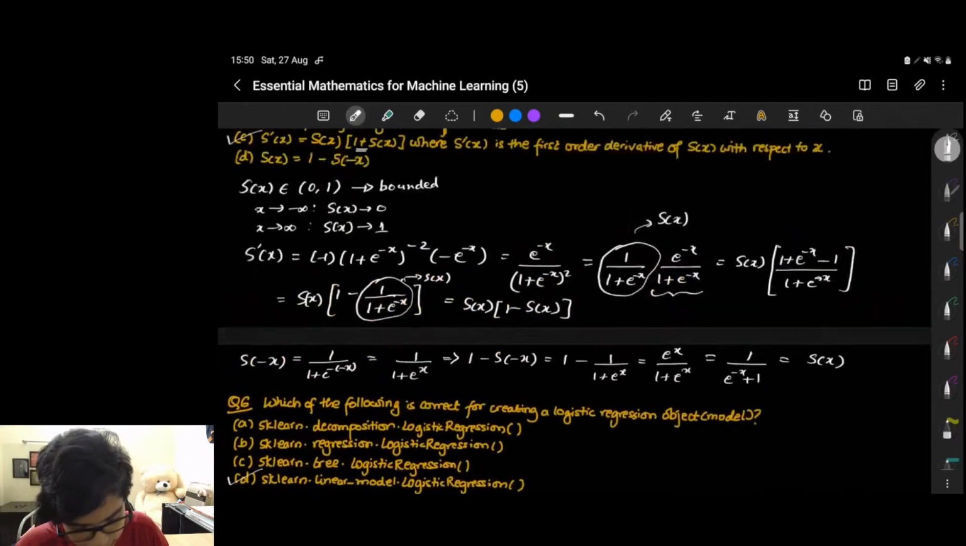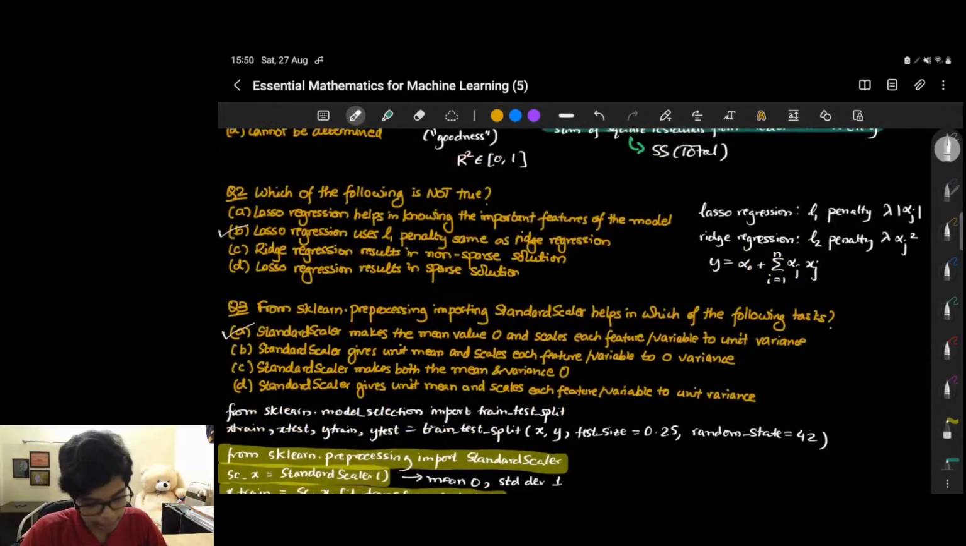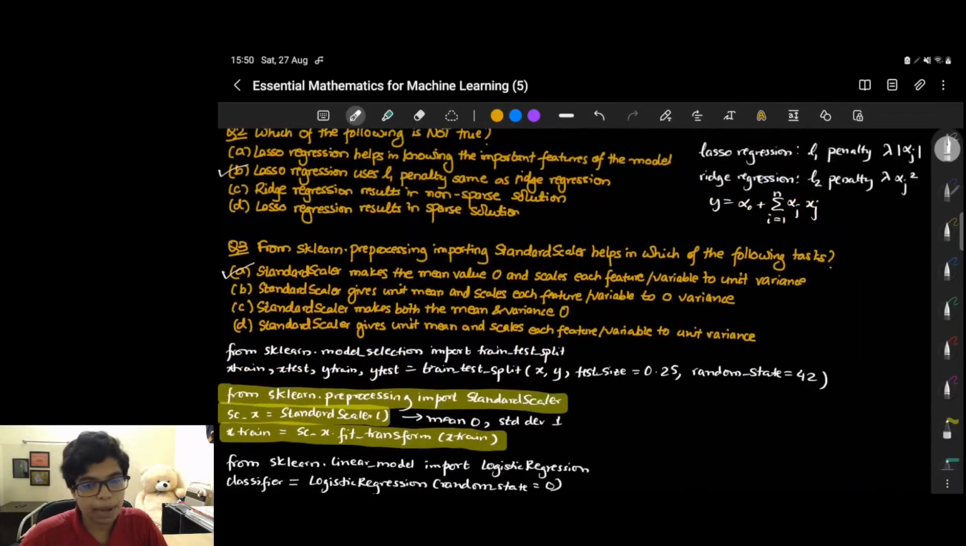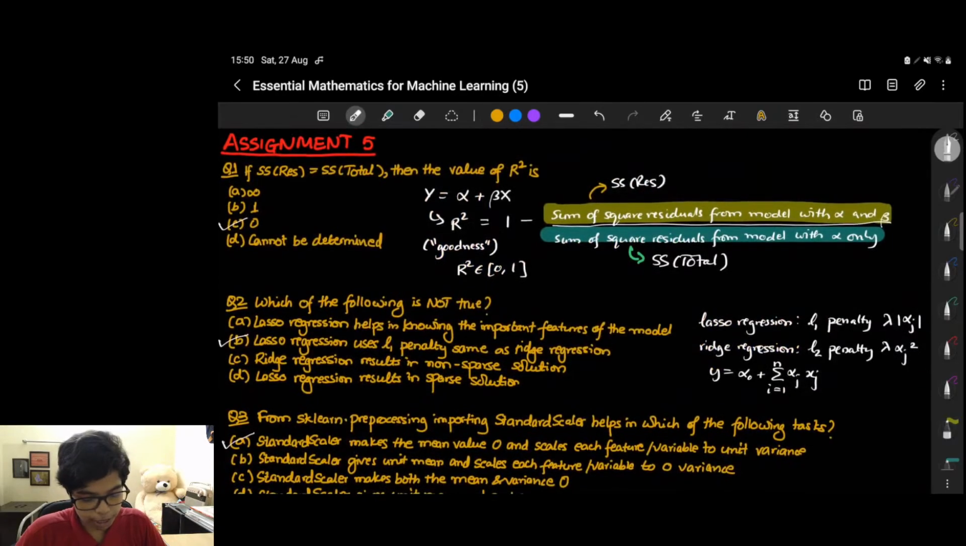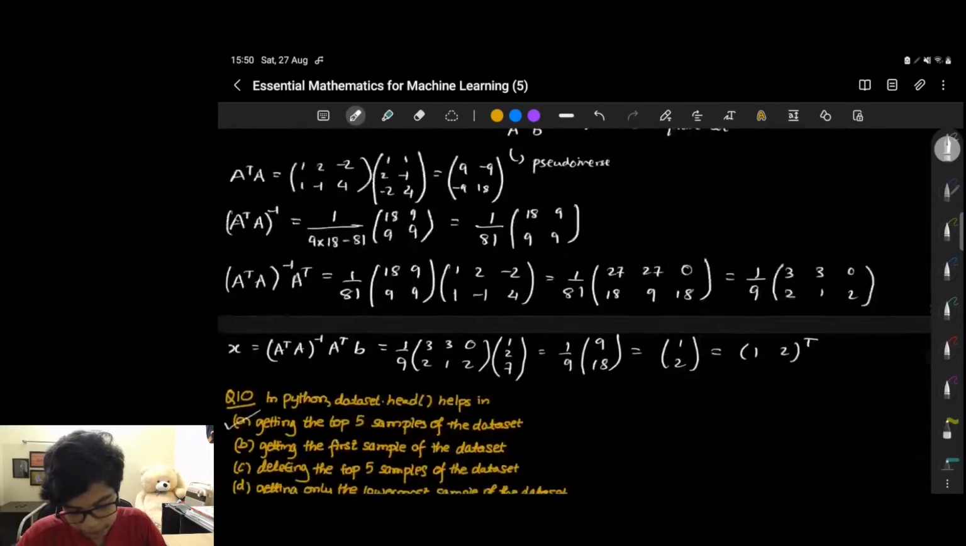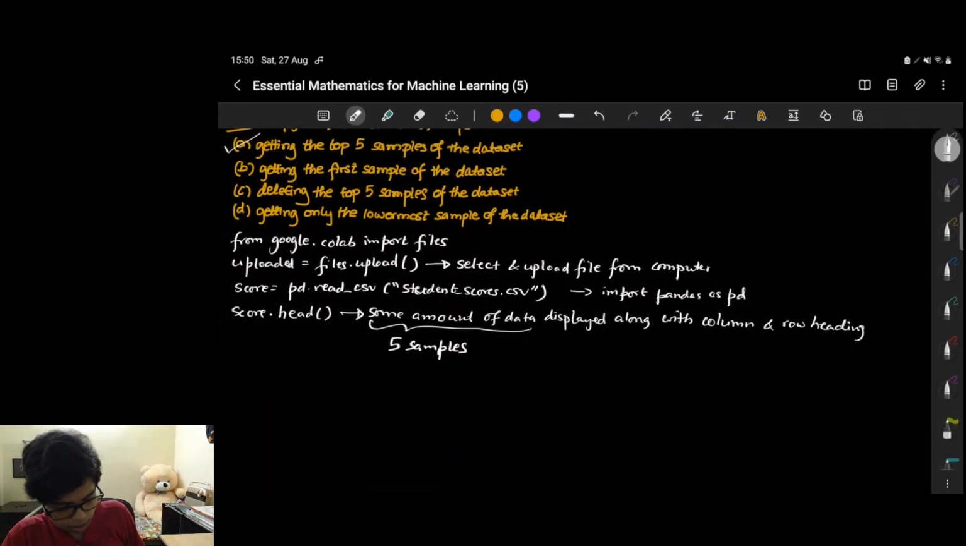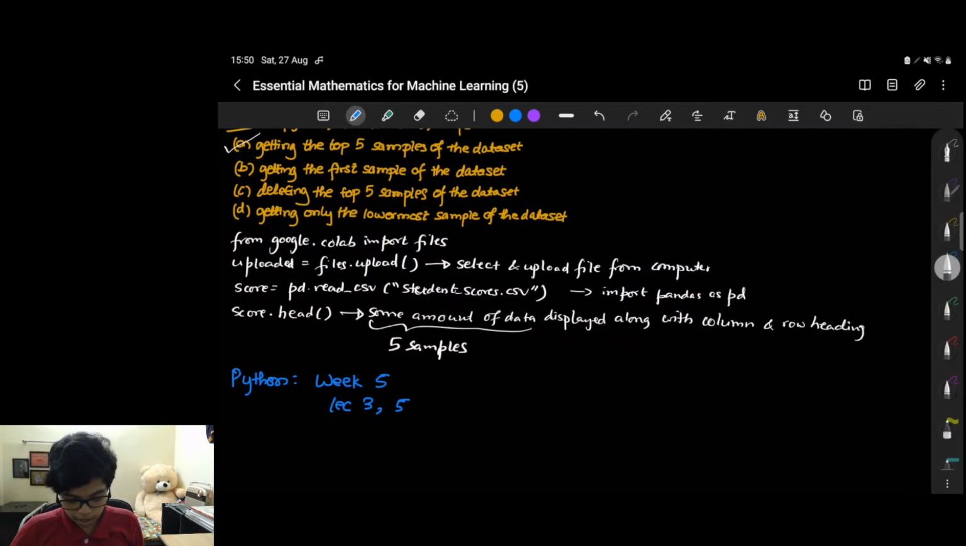So that's all for this assignment. It is a pretty much simple assignment, largely based on the Python implementation. So you should definitely watch the Python implementation lectures. So Python implementation is present in week 5, lecture 3 and lecture 5. So these are basically the Python implementation, and you can go ahead and watch those lectures.